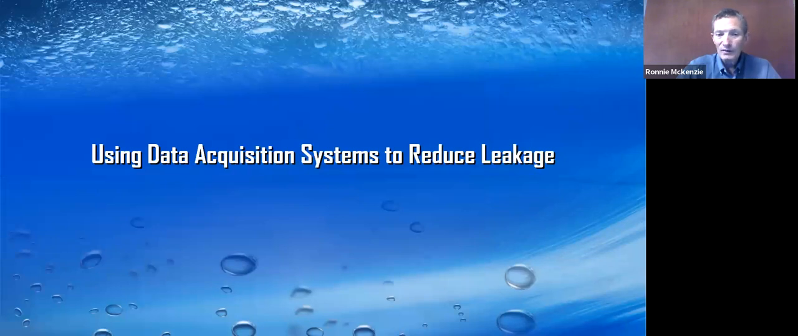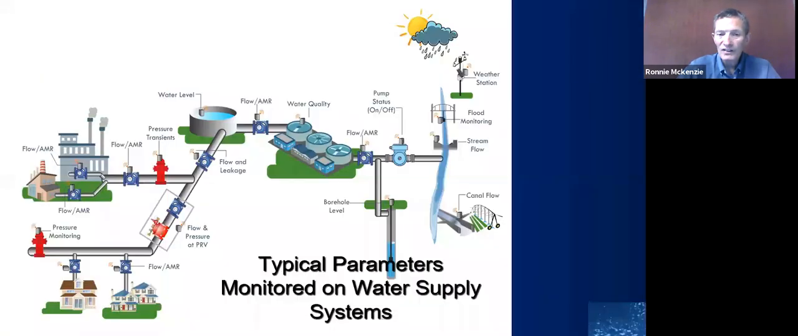Okay, using data acquisition systems to reduce leakage. Data has become very cheap over the last 10 or 12 years. Equipment has reduced in price, looking for monitoring things. You can monitor huge amounts of information nowadays: pressures, flows, TDS, chlorine, borehole levels, rainfall, anything you want, you can basically monitor. And it is becoming cost effective to do it on a continuous basis in many cases. Not always, but certainly in many cases.